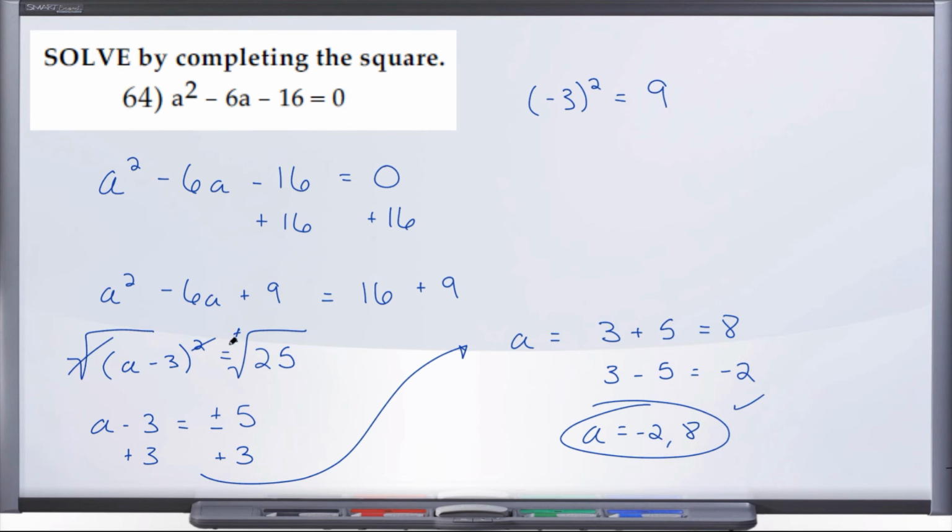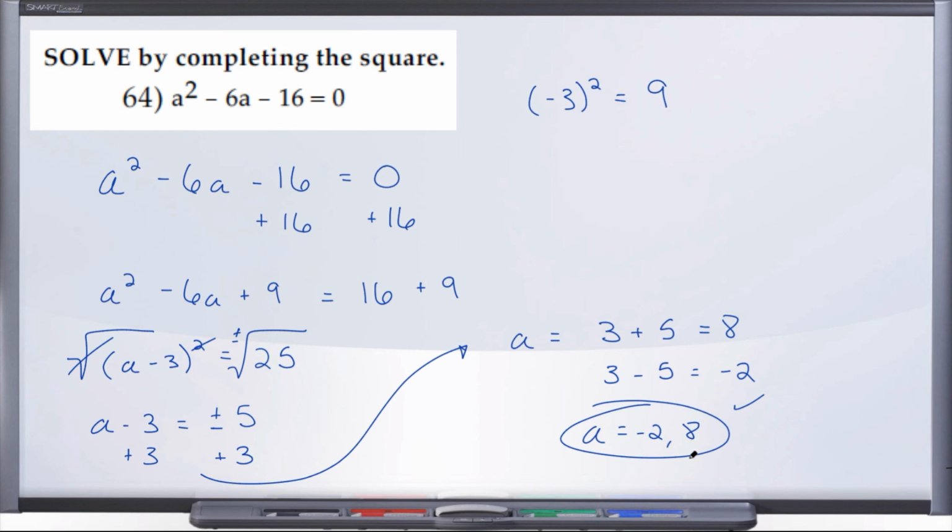Again, remember, the reason we have two solutions is because when we took the square root of both sides, we have a plus and minus. So we create two answers at this step. So we have 3 plus 5, 3 minus 5, hence our two answers.